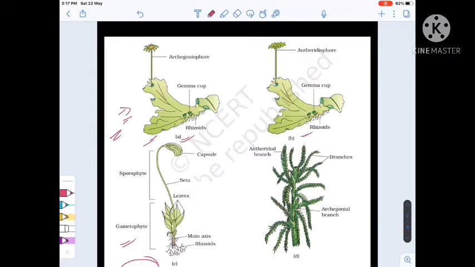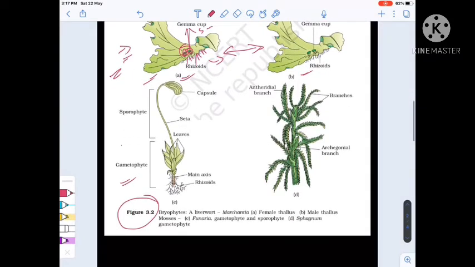Keep in mind, these two diagrams look quite similar, but here is the difference. This is the archegoniophore in case of the female Marchantia, and this is the antheridiophore in case of the male Marchantia. These are the rhizoids, root-like structures, and these are the gemma cups. In liverwort the rhizoids are unicellular, and in mosses they are multicellular. Now these two are the mosses.